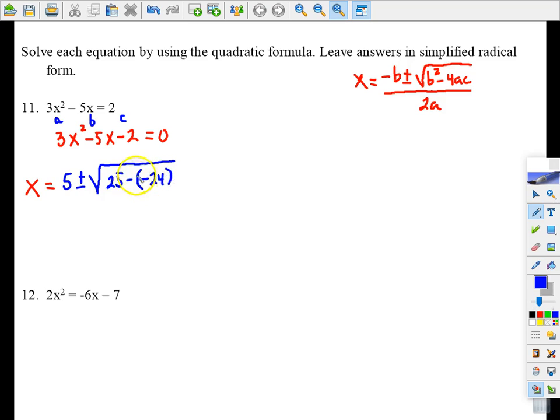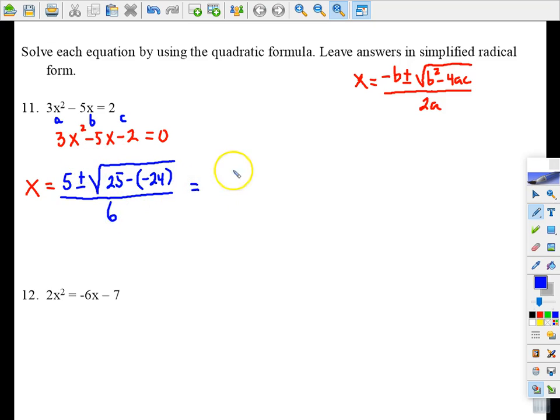So this is an area right here where you really need to be careful. I see a lot of people make a mistake here. We are subtracting the product of 4 times a times c. And when you do 4 times a times c, it ends up being a negative number. So really we're going to be adding here because we're subtracting a negative number. And then the denominator will be 2 times 3, which is 6.